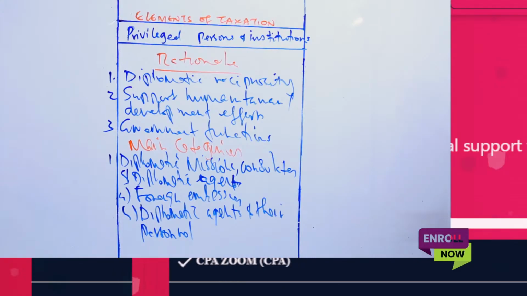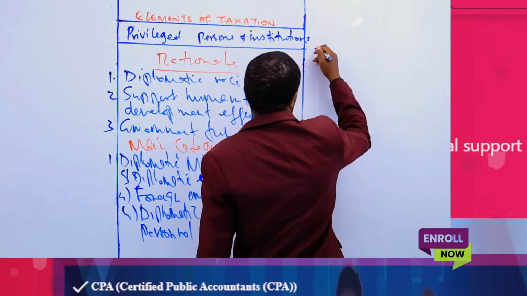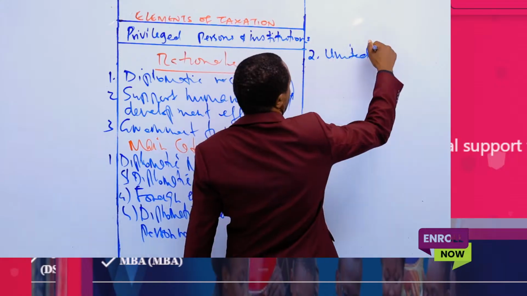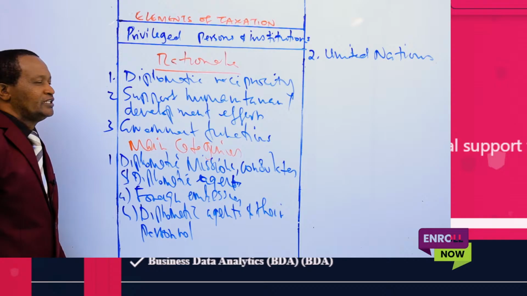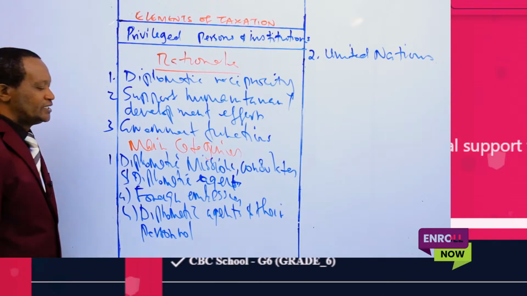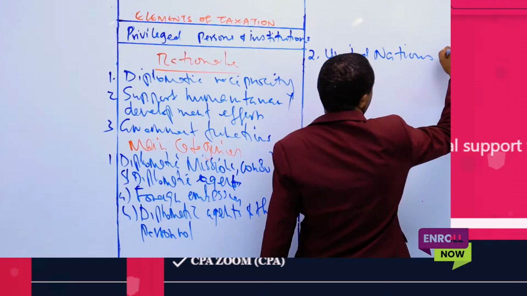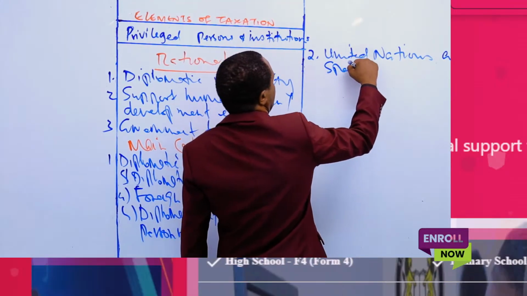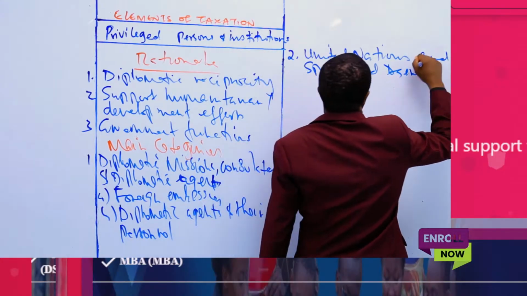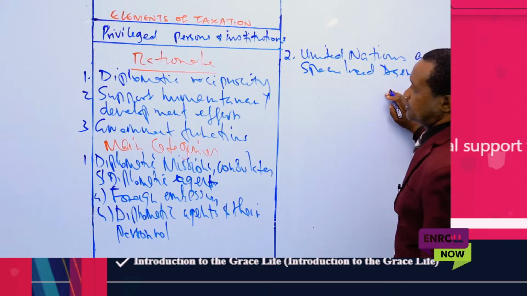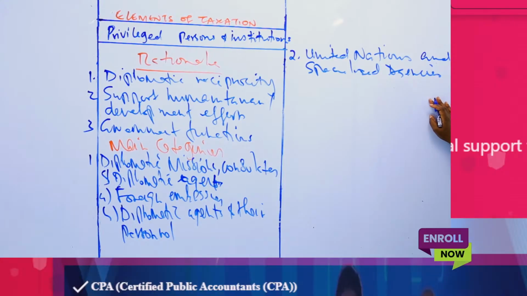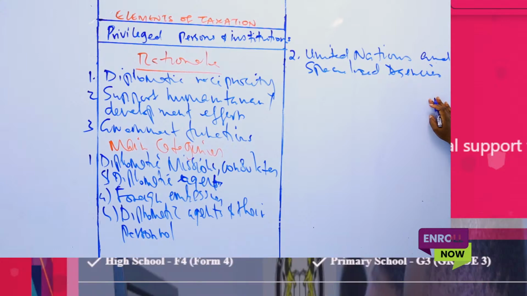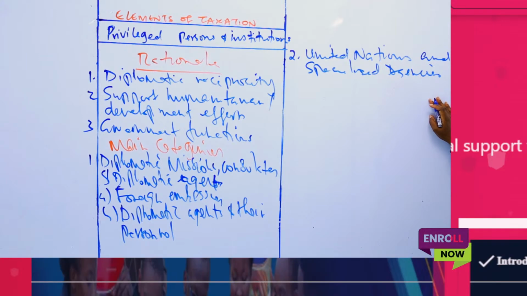Number 2, we have the United Nations. The second category, the United Nations, the UN, and specialized agencies. These also are privileged persons and institutions. They are accorded special VAT treatment. All taxable supplies, both goods and services, for their official use or for their projects, are zero rated.